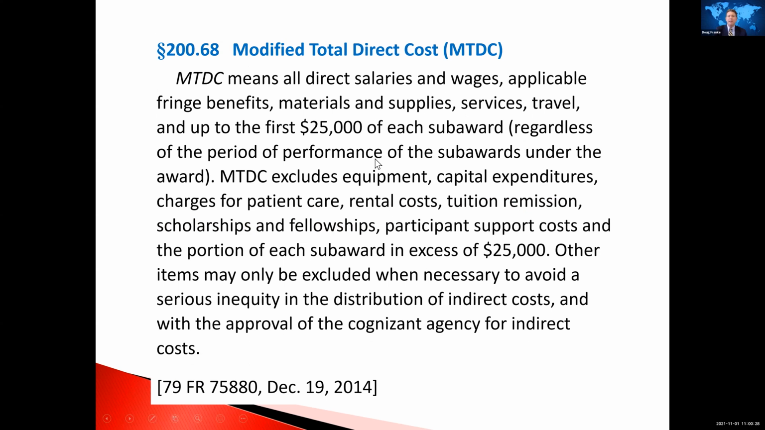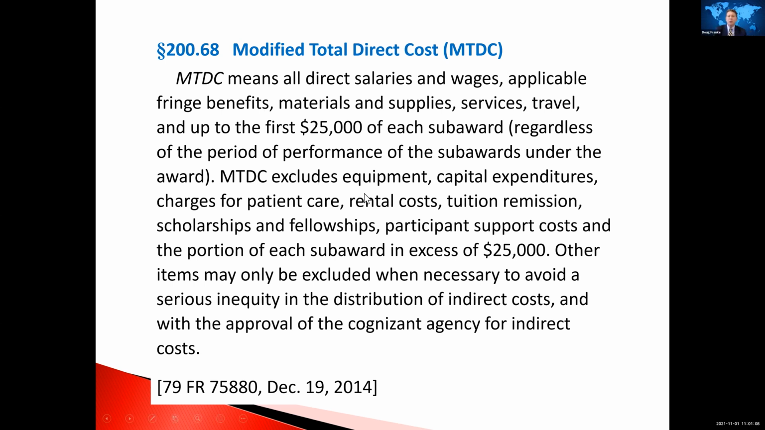Okay. MTDC is defined here. All direct salaries and wages. So it's very simple. It defines what's in and out of MTDC. What's included is salaries and wages and fringe benefits on those people who are direct. Everything you need to run the program: materials, supplies, the services you need, the travel for the program, and only the first $25,000 of every sub award. And that's $25,000 for the whole project, not for one year, not each year. So if you've got a $10 million project and some sub gets $1 million, only the first $25,000 of that sub gets included in the base.